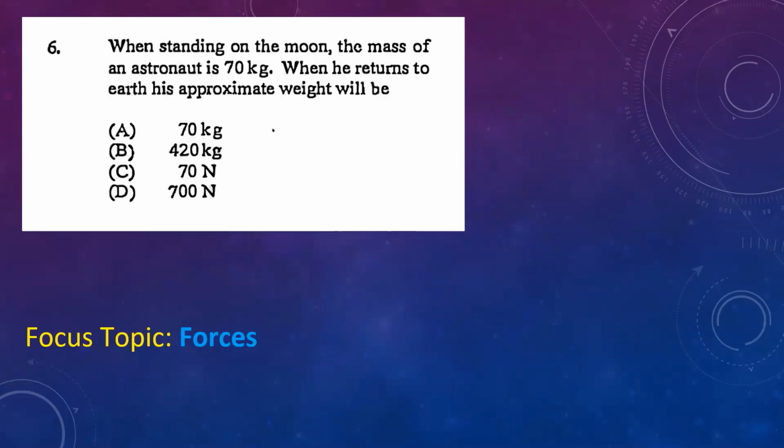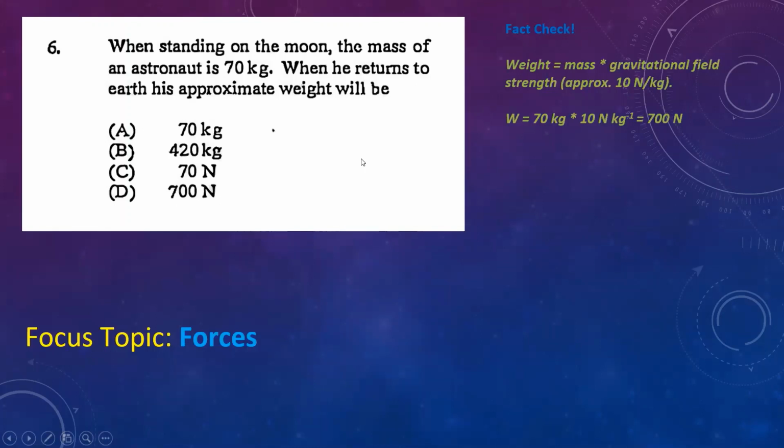Number 6, sorry. When standing on the moon, the mass of an astronaut is 70 kilograms. When he returns to Earth, his approximate weight will be. So weight is mass times gravitational field strength, which is approximately 10 newtons per kilogram. So when we multiply the mass times the gravitational field strength, we get 700 newtons, and that is D.